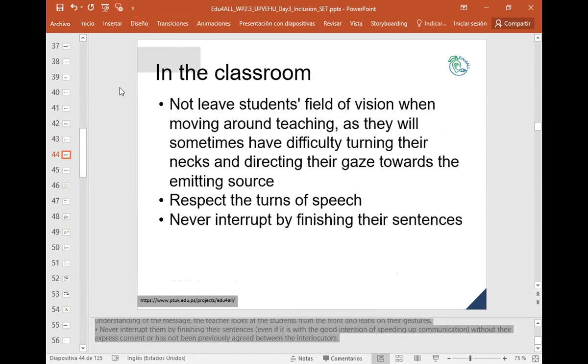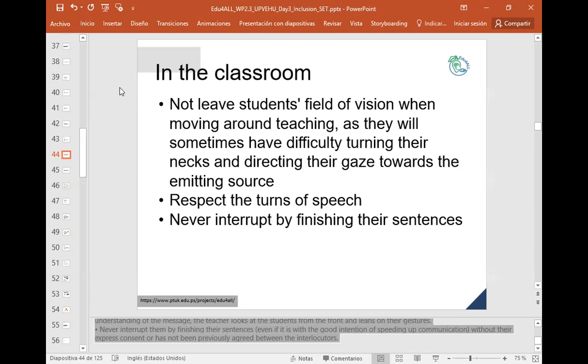In the classroom, teachers do not have to leave the student's field of vision when moving around the classroom while teaching, as they will sometimes have difficulty turning their necks and directing their gaze towards the emitting source. In a conversation, always respect the turns of speech. In question time, debates, presentations, etc., respect the student's rhythm whether their oral expression is slow and difficult or if they use an alternative communication system, board, communicator.